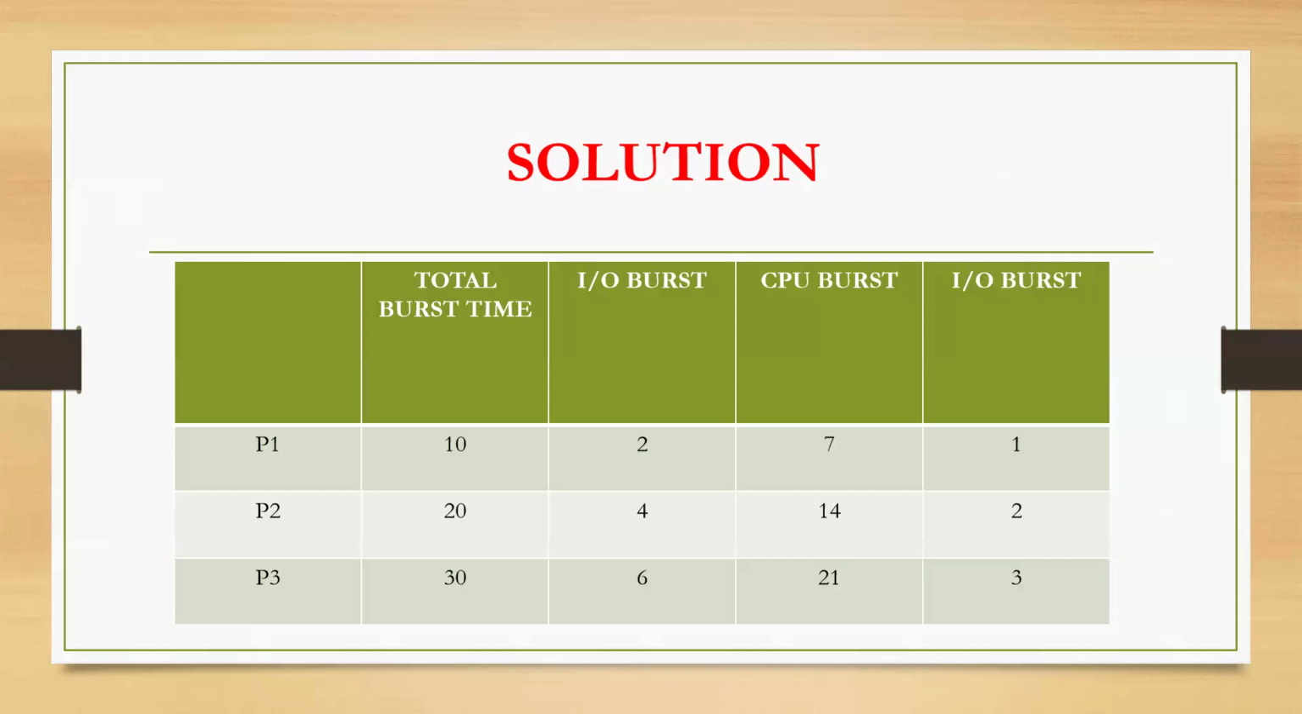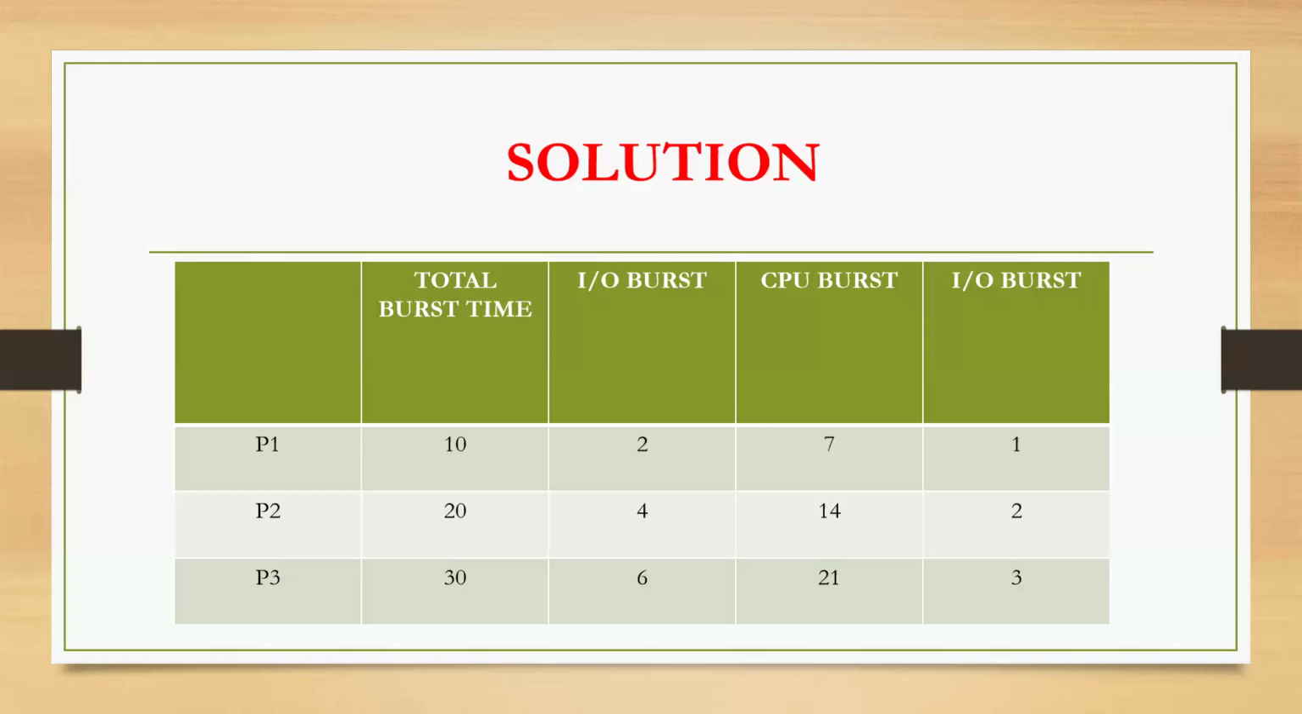Execution time 20 for process P2. From 20, 10 percent is what? 2. So the last 10 percent IO burst for process P2 equals 2. And for process P3, the total execution time is 30, so 10% of the total execution time is 3. So the last IO burst for process P3 is 3. I hope you understand this concept, right?